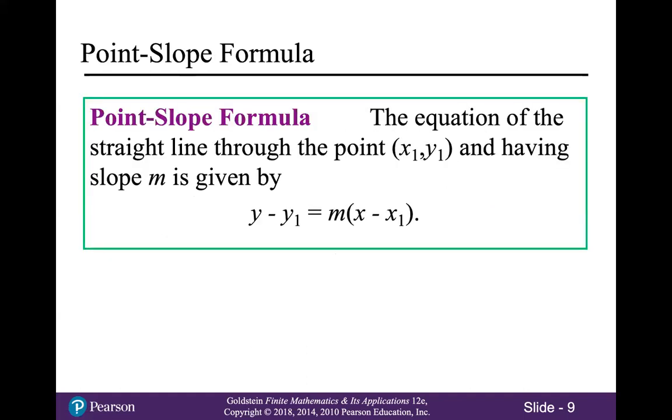Okay, that brings us to the point-slope formula. The point-slope formula is what you get when you take the slope formula and just clear out the fractions. The equation of the straight line through the point x1, y1 and having slope m is given by the equation y minus y1 equals m times x minus x1. Remember that in any given problem, x1, y1, and m will be specific numbers. The equation will usually have the x and the y left in it.